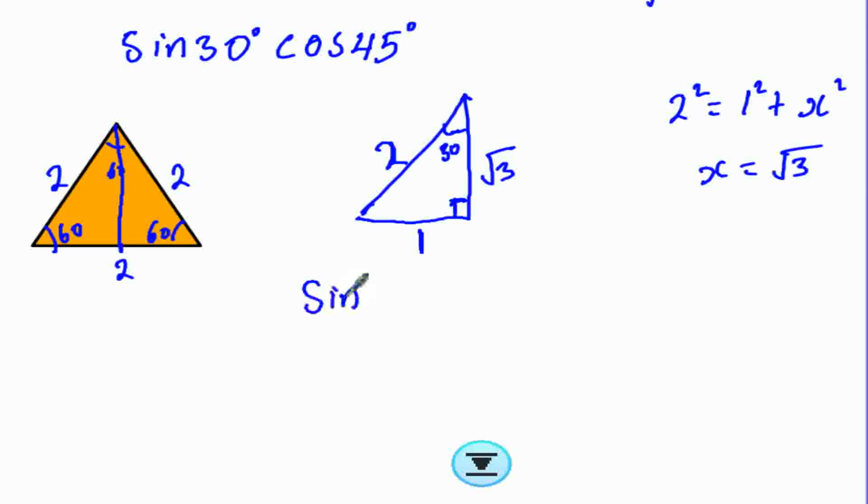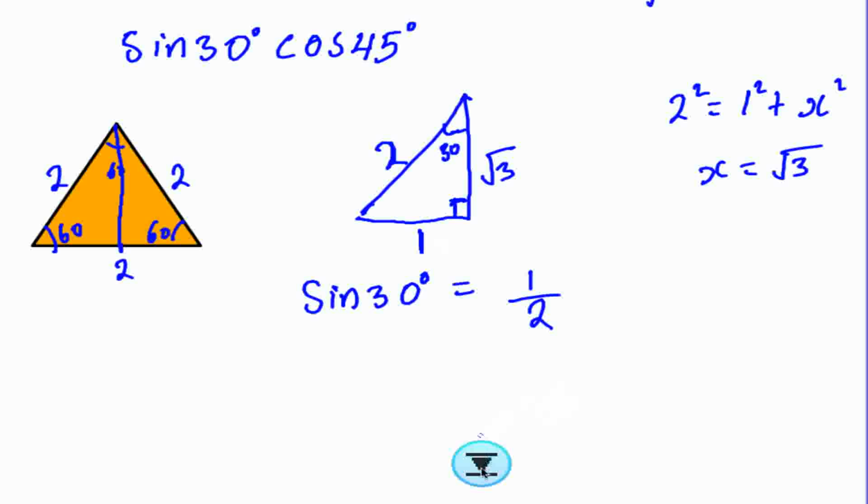So sine 30 degrees will be sine 30. We all know that sine is opposite over hypotenuse. So the opposite is 1 over hypotenuse, which is 2. So our sine 30 is a half. Then we go to the 45.